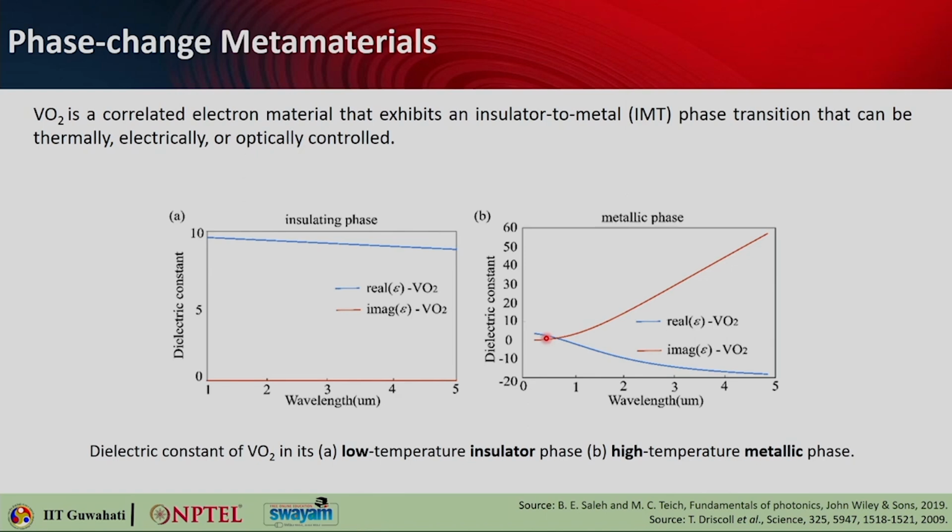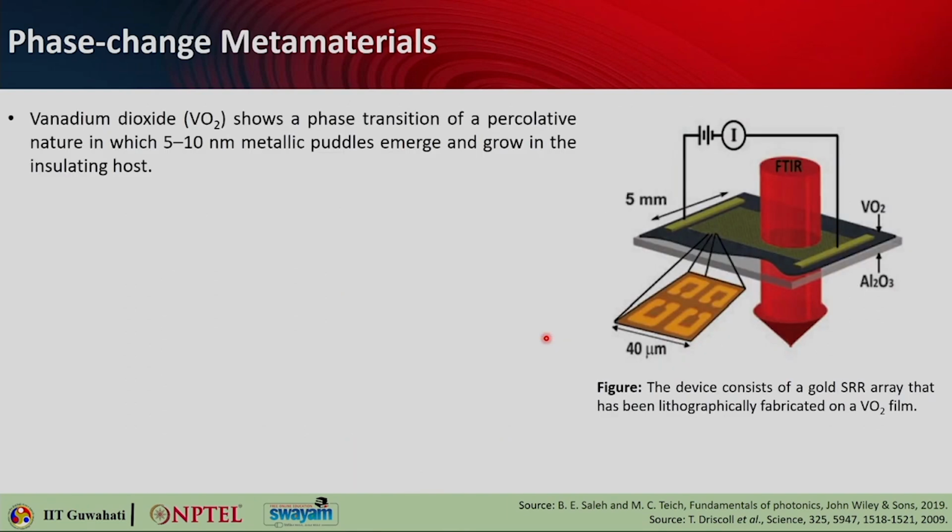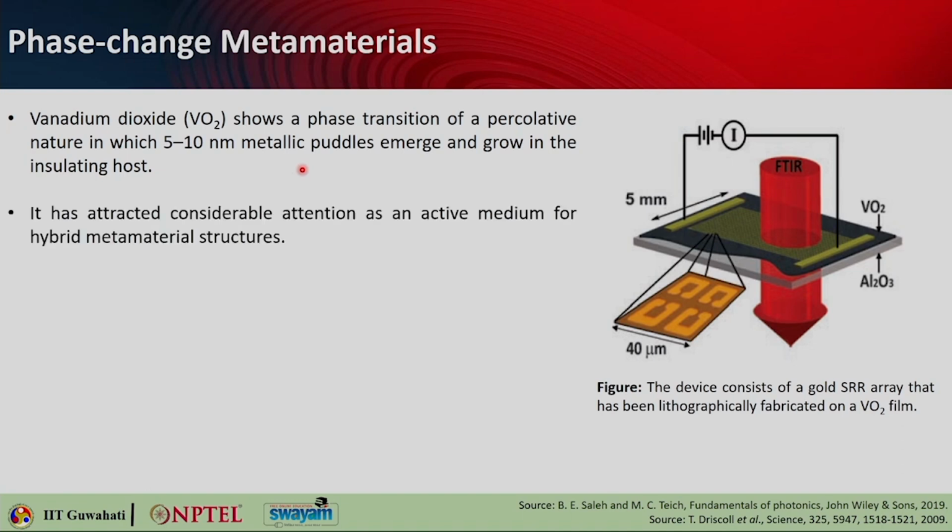So, the same material can behave like an insulator before the phase transition temperature, and it can behave like a metal beyond the phase transition temperature. So, VO2 basically shows a phase transition of a percolative nature, in which 5 to 10 nanometer metallic puddles emerge and grow in the insulating host. So, this is how the phase transition takes place.